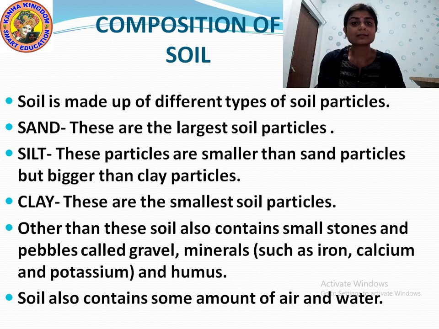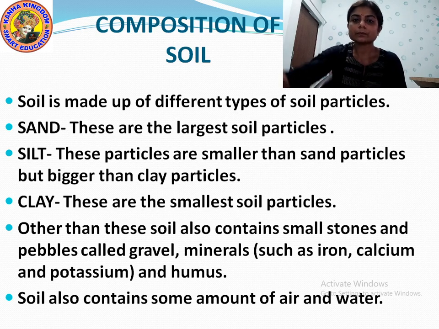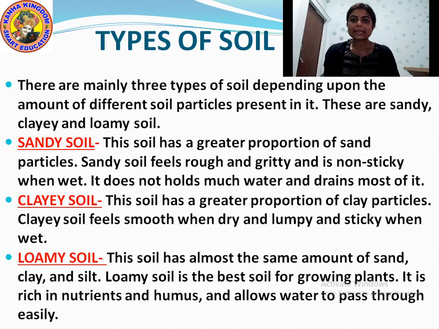And minerals such as iron, calcium and potassium along with humus. And humus are the dead remains of plants and animals. Okay. And soil also contains some amount of air and water. So these are the composition of the soil. Understood? And now students, what are the different types of soil?